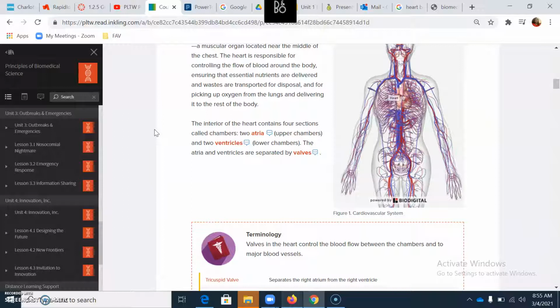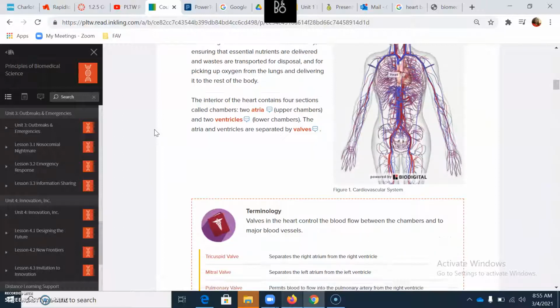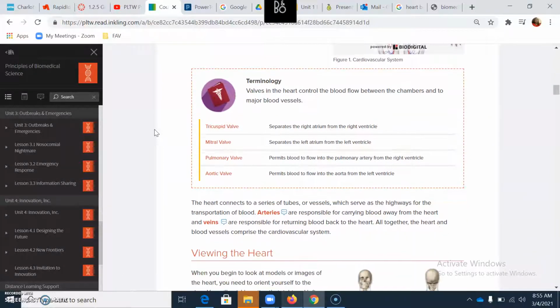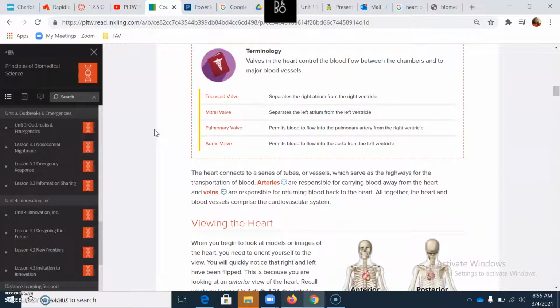The atria and ventricles are separated by valves. Valves in the heart control the blood flow between the chambers and to major blood vessels. You have the tricuspid valve, which separates the right atrium from the right ventricle. You have the mitral valve, or the bicuspid valve, that separates the left atrium from the left ventricle. You have the pulmonary valve, which permits blood to flow into the pulmonary artery from the right ventricle. And you have the aortic valve, which permits blood to flow into the aorta from the left ventricle.